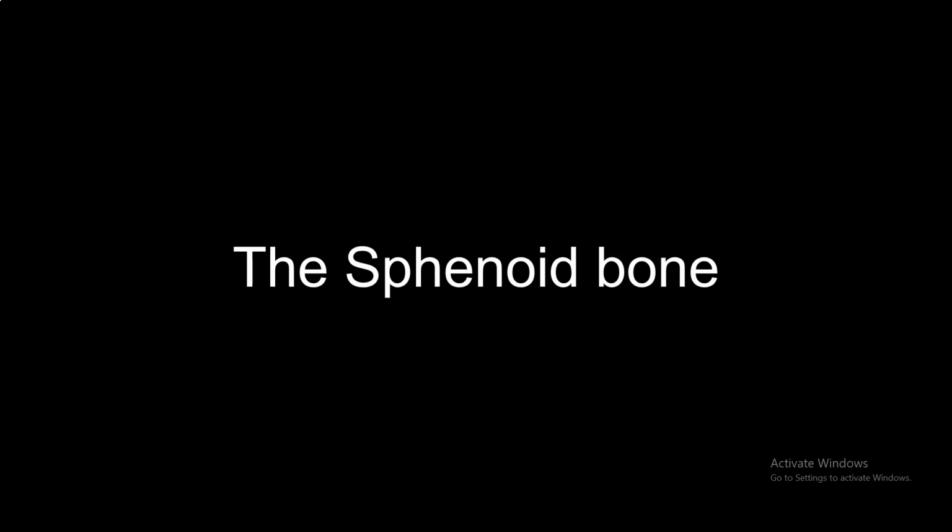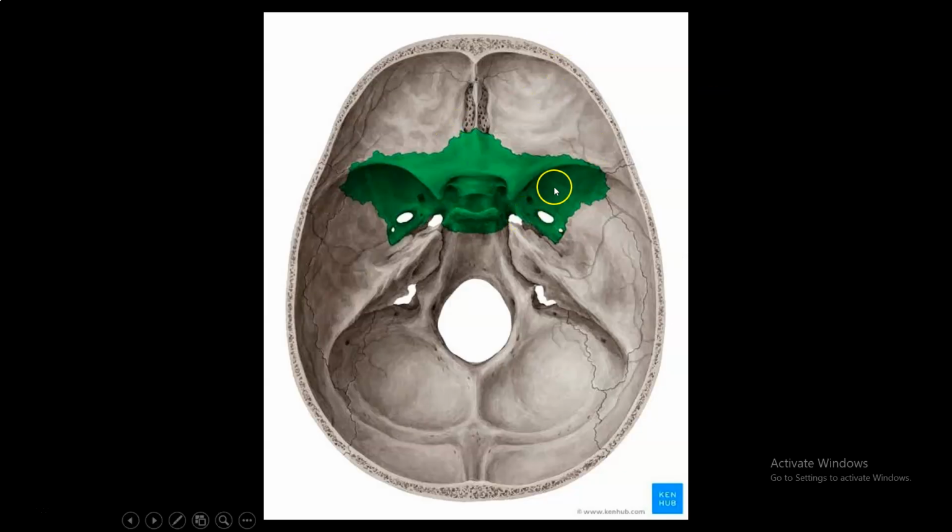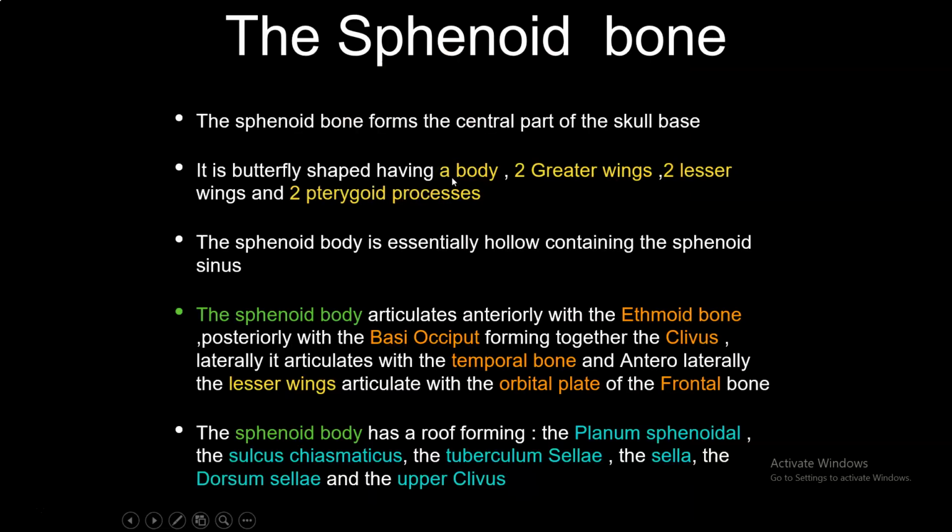So, the sphenoid bone. This is the sphenoid bone, and it is present in the central part of the base of the skull. And the sphenoid bone, as we said, is butterfly-shaped, having a body, two greater wings, two lesser wings, and two pterygoid processes. The sphenoid body is essentially hollow, containing the sphenoid sinus. So the sphenoid bone is a body, two greater wings, two lesser wings, and two pterygoid processes like a butterfly.